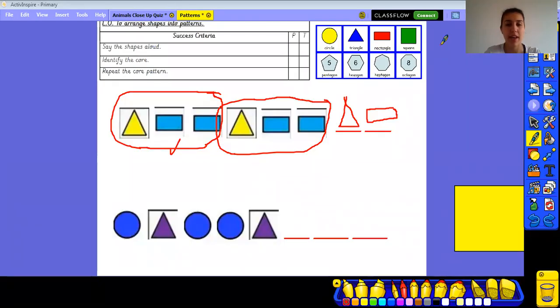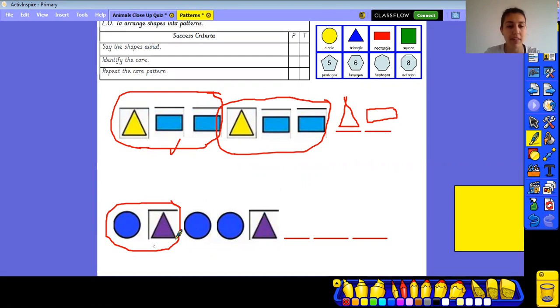Fantastic. Hopefully you've been able to have a go at that. So let's have a look. In this pattern, I see circle, triangle, circle, circle, triangle. So I can see circles and I can see triangles in my pattern. Let's have a look then. Let's have a look at those first two shapes.